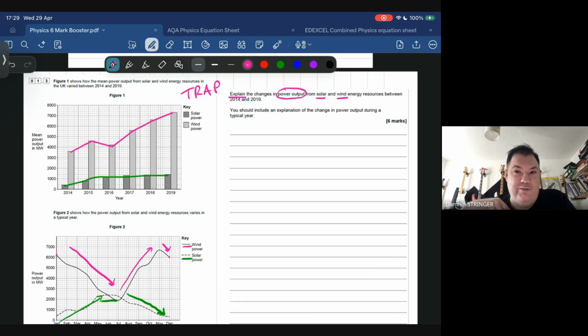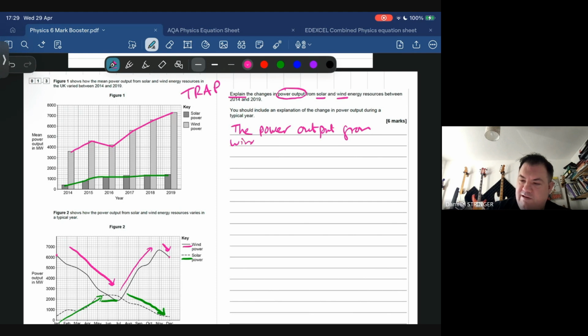Okay, well, you are allowed to unmute when I ask you things. So I would start with the power output from wind. Wind has increased. And then an explanation why this will be due to, or this is due to, we might include that there might be more wind. This is due to there being more wind.